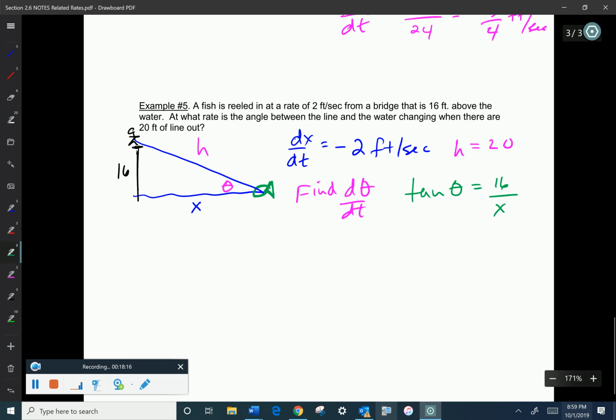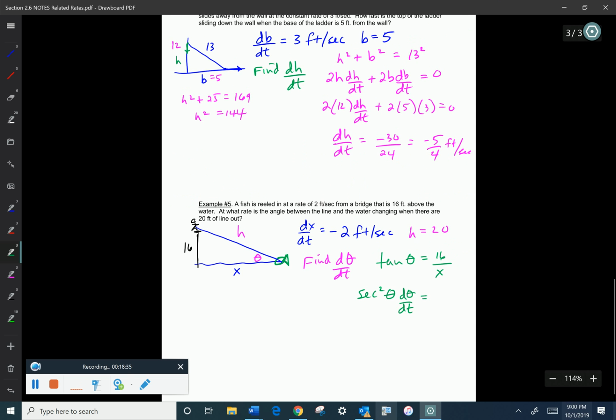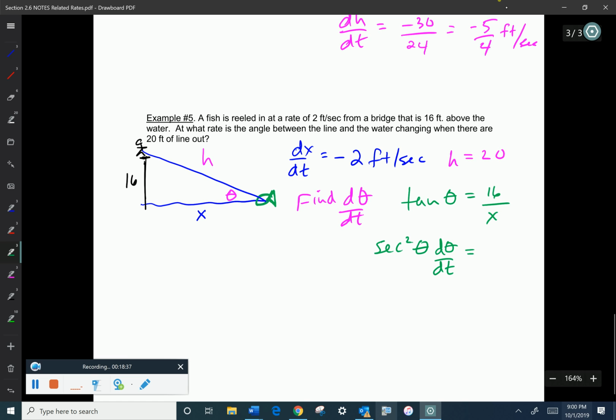The derivative of tangent is secant squared theta, but I just took the derivative of theta, so it's d theta dt. And think of that 16 over x as 16 times 1 over x. So wouldn't the derivative be negative 16 over x squared, right? We know that the derivative of 1 over x is negative 1 over x squared. And since it's an x, we need a dx dt. Okay. Do we have everything we need?